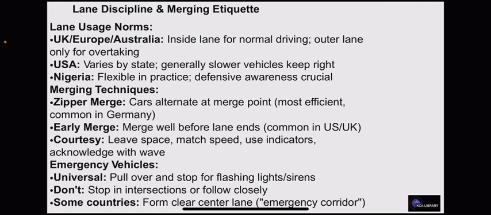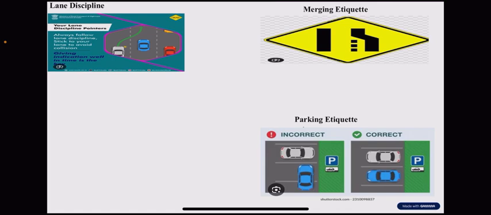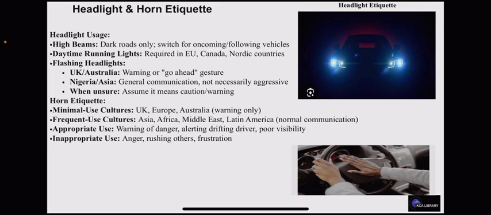So let's look at emergency vehicles. Universally, pull over and stop for flashing lights and sirens. When there is an emergency, you pull over, then you stop for flashing lights and sirens. Don't stop in intersections or follow closely. Some countries clear the center lane, that is the emergency corridor. Just like we have seen in lane discipline, we have merging etiquette, then parking etiquette, as we have seen the incorrect and correct ways in the pictures in this slide.